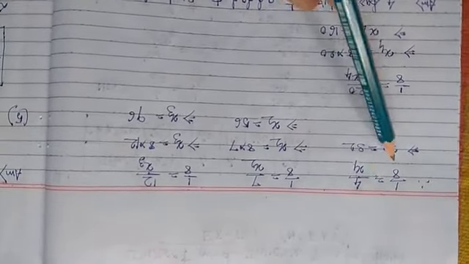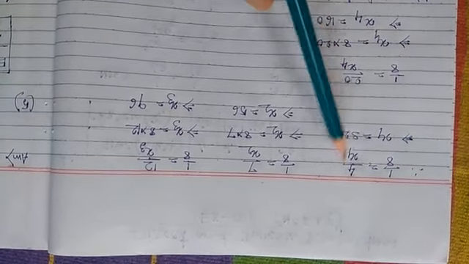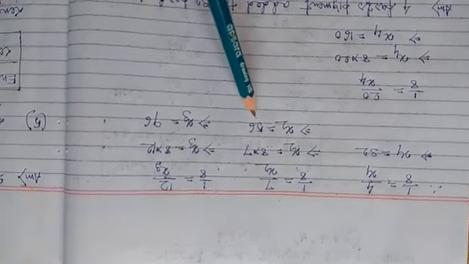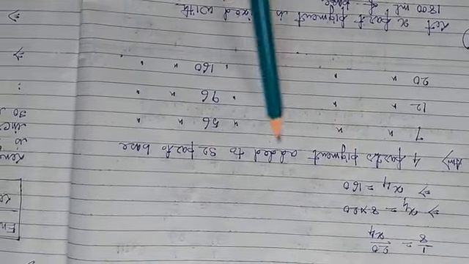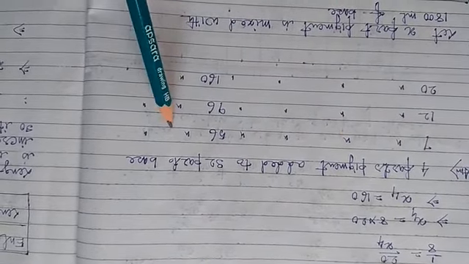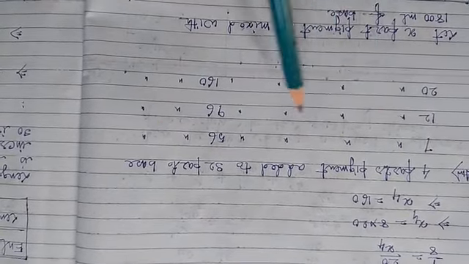So here 1 by 8 equal to 4 by x1. So x1 into 1, x1 equal to 8 into 4, 32. So x1 equal to 32. Similarly x2 equal to 56, x3 equal to 96 and x4 equal to 160. So 4 parts pigment added to 32 parts base, 7 parts pigment is added to 56 parts base, 12 parts of pigment is added to 96 parts of base and 20 parts of pigment is added to 160 parts of base. Next question number 3.